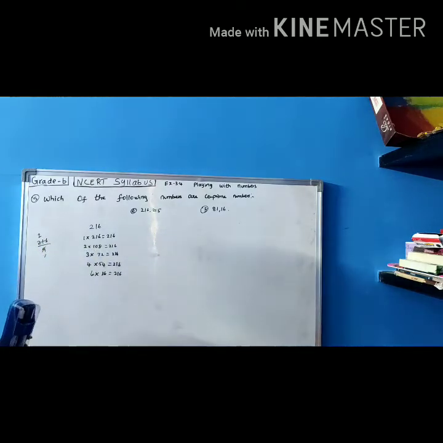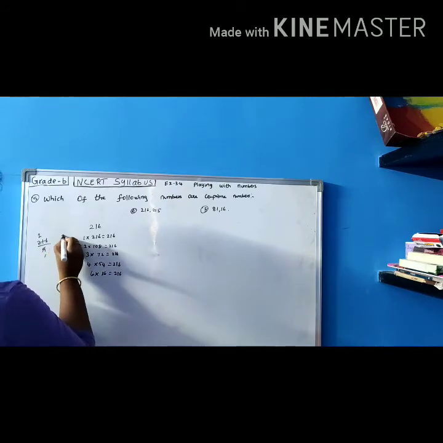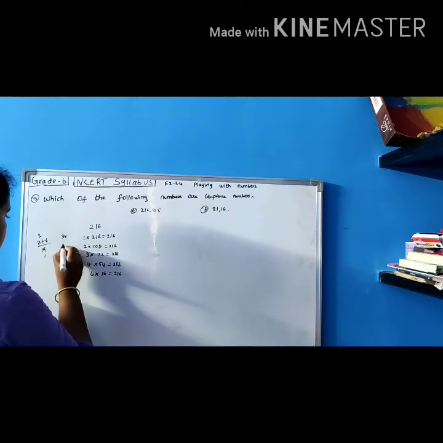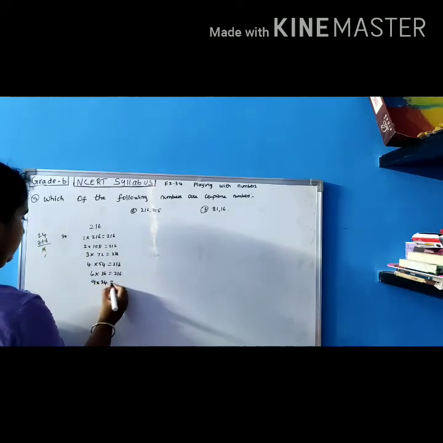36 will come in the 9 table. 9 5s are 45, so it will not go in. Will 36 come in the 9 table or not? 9 2s are 18, 9 3s are 27, 9 4s are 36. So 9 into 24 gives you 2 and 6.